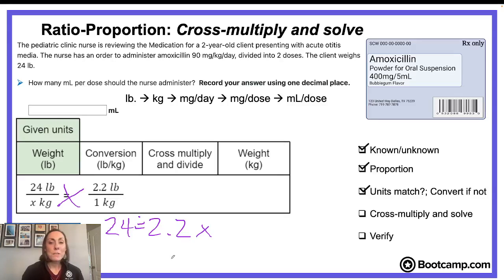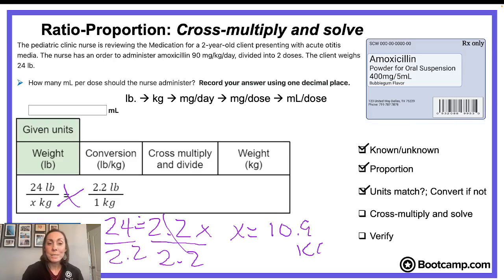X. And then what do we have to do? We have to divide, right? So we got to get X alone to solve for X. And we figure out that this client's weight is how many kilograms? What'd you get? 10.9 kilograms. Perfect. So now we've taken our pounds, we've gotten our kilograms, and we can do our next proportion, ratio proportion, which is going to be our milligrams per day.